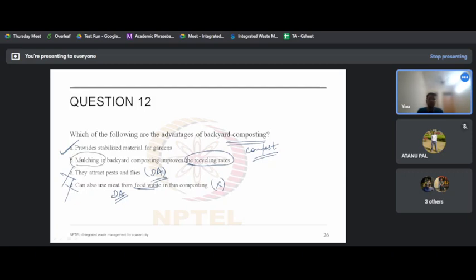So basically the grass and leaves will be mixed with soil again, instead of directly composting them. That is option B. So B is also correct. So A and B are the correct answers. So which are the advantages of backyard composting?